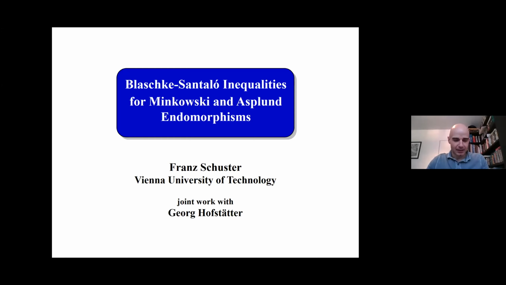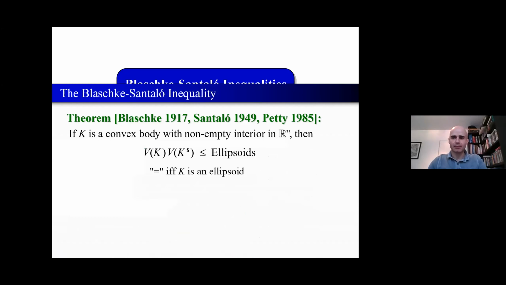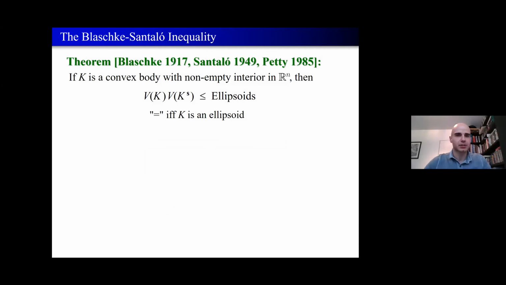The talk today will be about some variants of the Blaschke-Santaló inequality. So let me begin by recalling the classical Blaschke-Santaló inequality, going back, of course, to Blaschke and Santaló, and the equality conditions as they have been written on this slide were only settled by Petty later on. So the inequality states that the volume product of a convex body K in R^n and its polar, let's say, with respect to the Santaló point of the body, is maximized by ellipsoids.